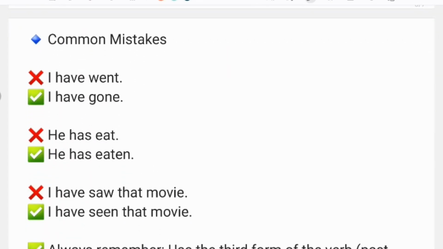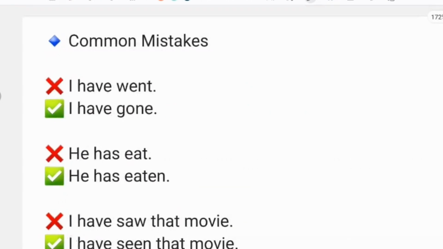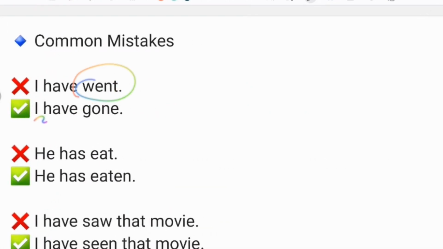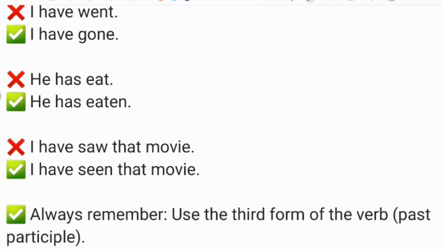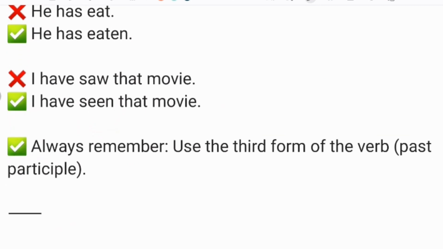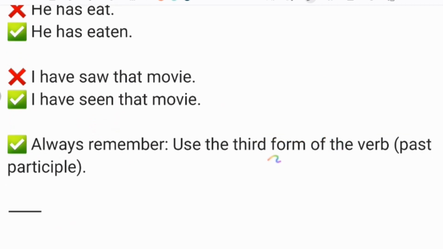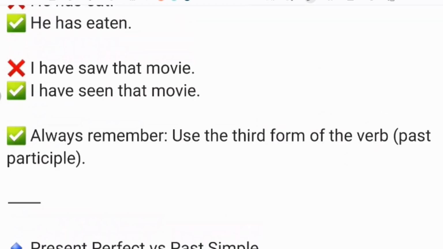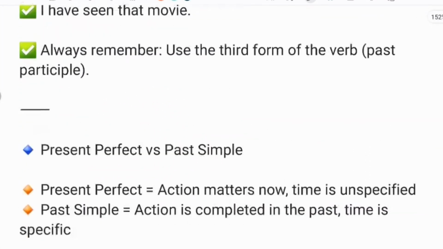The common mistakes which students usually make: I have went, wrong. I have gone there. She has eat, wrong. He has or she has eaten. With has, we're gonna use eaten, right? Then we will be saying I have saw that movie, wrong. I have seen that movie, third form, past participle. Always use the third form of the verb, the past participle, when you are formulating the sentences of present perfect tense.